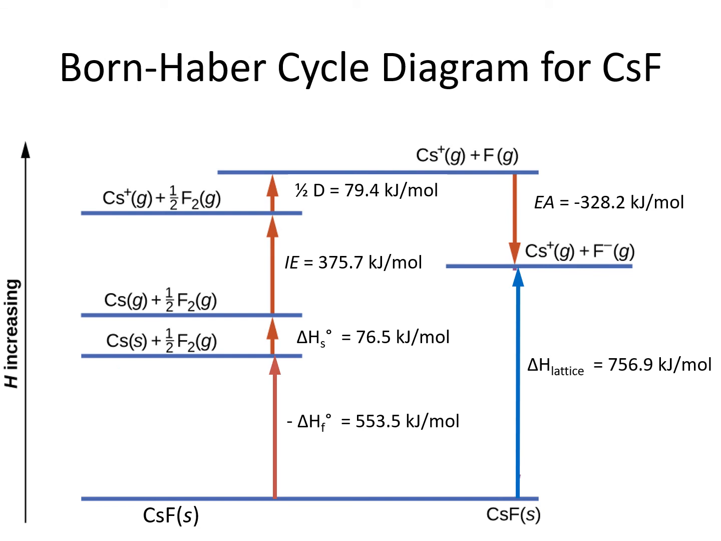So here's a Born-Haber cycle diagram for cesium fluoride. This is showing all the different steps that are needed to make an ionic compound or to break it apart. We could take the cesium fluoride solid, and our first step would be basically breaking it into individual atoms.